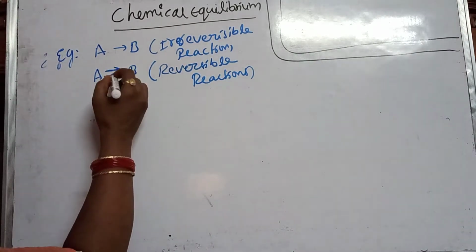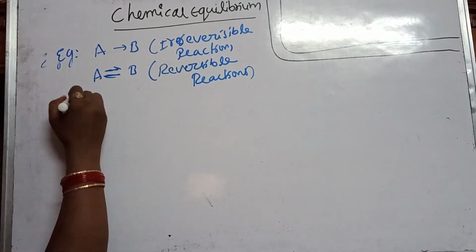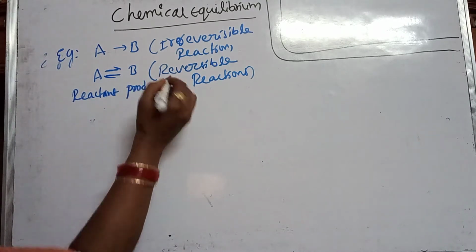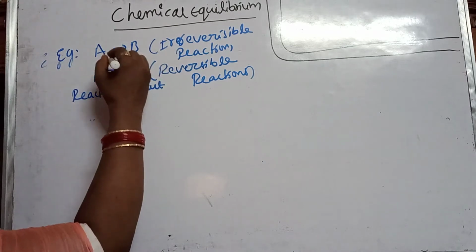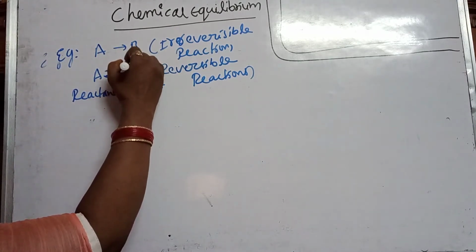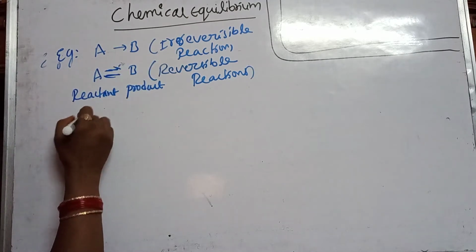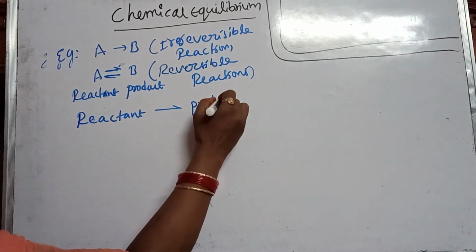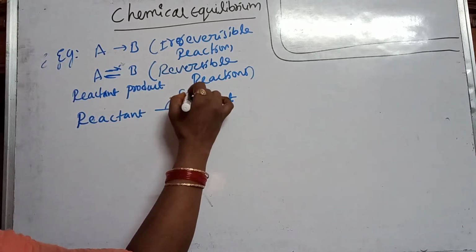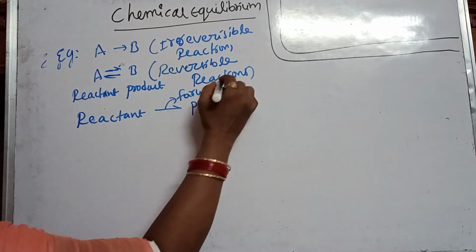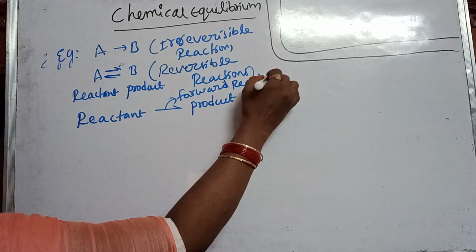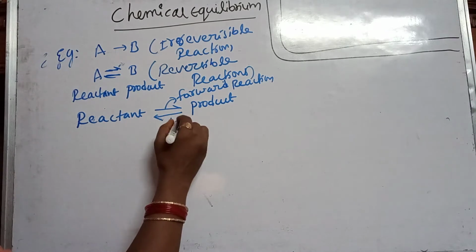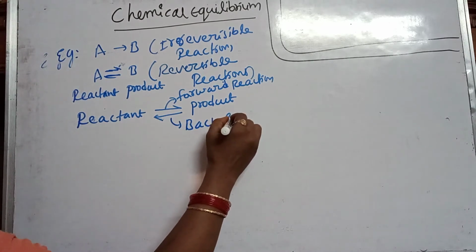Forward reaction means the conversion of reactants. Here A is the reactant and B is the product. The conversion of A into B, that is, reactant into product, is called a forward reaction. Again, the conversion of product into reactant is called the backward reaction.